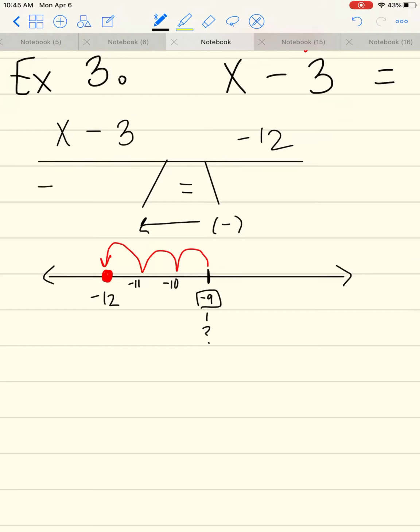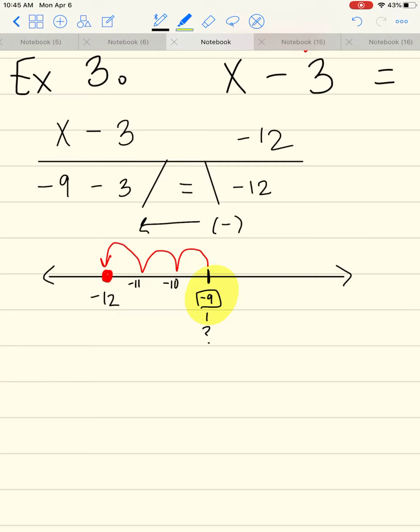So let's go and take a look. Negative 9 take away 3 equals negative 12. And think about it. You started at negative 9. You subtracted 3, so you went to the left 3 units, and that in fact does lead you to negative 12. So we know that x is negative 9.